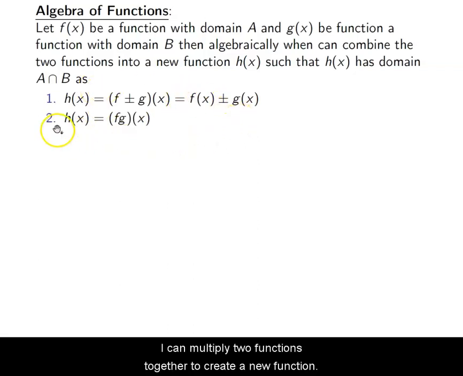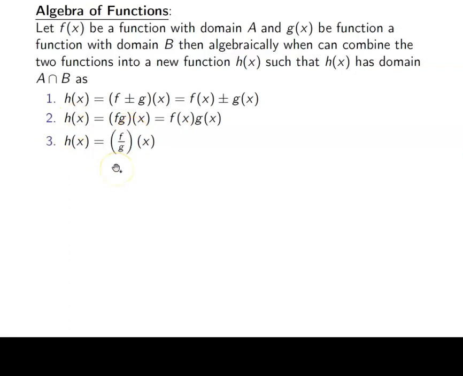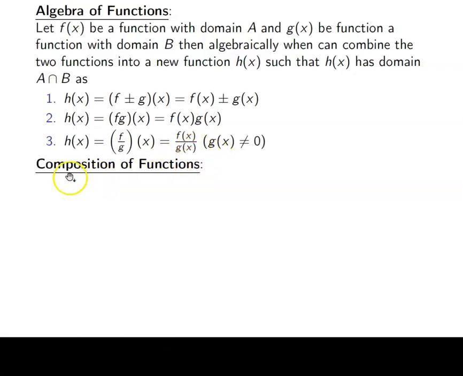Okay, I can multiply two functions together to create a new function, right? I can divide two functions to create a new function. Here, the only restriction is that G cannot be zero, right? So we're not allowed to have zeros in the denominator. And that's pretty much everything, okay, as far as the algebra of functions. So adding, subtracting, multiplying, and dividing. Dividing is really just multiplication anyway. So 2 and 3 are kind of the same thing.